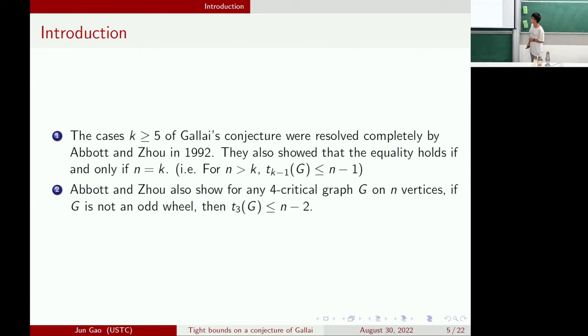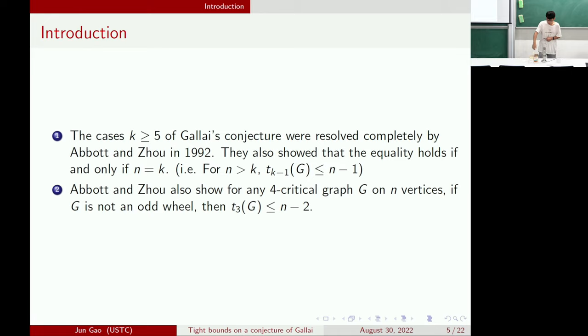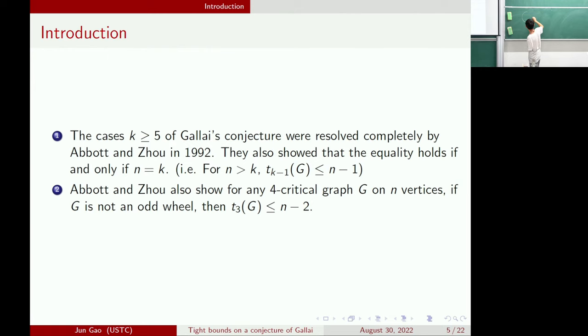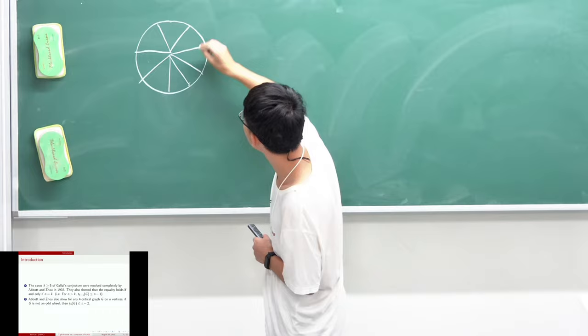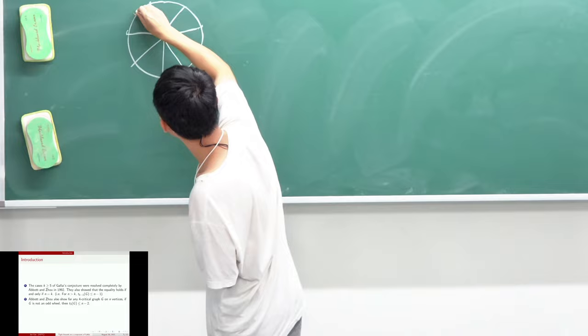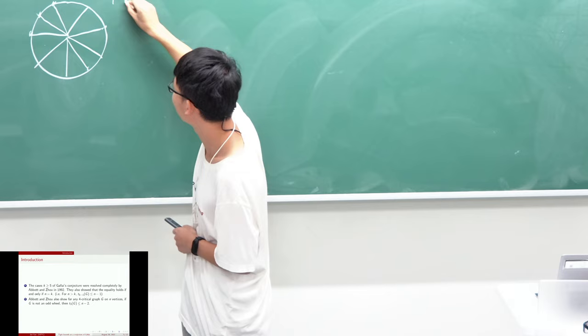They proved that this number is at most n^{2/3} when k is larger than 3, and that equality holds if and only if n equals k. Abbott and Zhou also showed that for any 4-critical graph G, if the graph G is not an odd wheel, the number of triangles is no more than n-2. And the odd wheel is a graph like this one: an odd cycle and a vertex connected to all other vertices. So this graph is 4-critical and contains n-1 triangles.